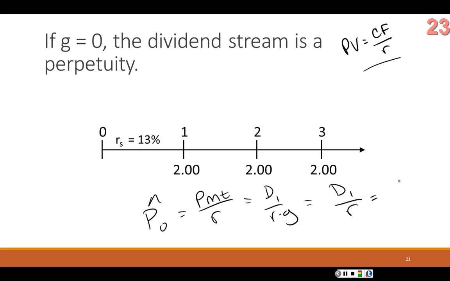So we can calculate this. $2 divided by 13% gives you $15.38. So the intrinsic value of a stock with 0% growth rate, dividends are expected to be $2 forever, and the required return is 13%. The intrinsic value of this stock is $15.38.